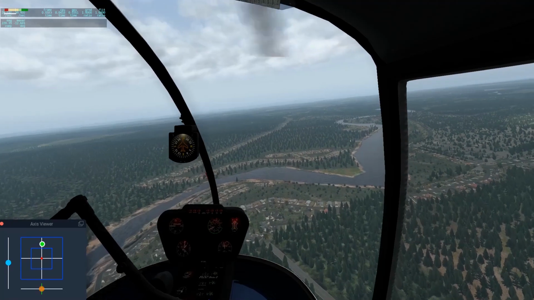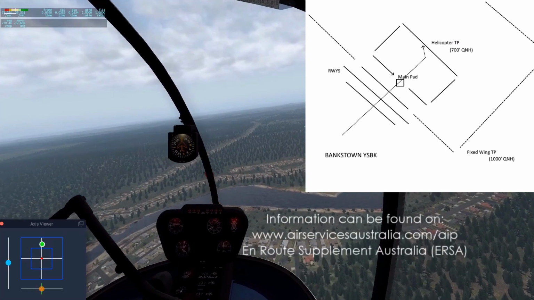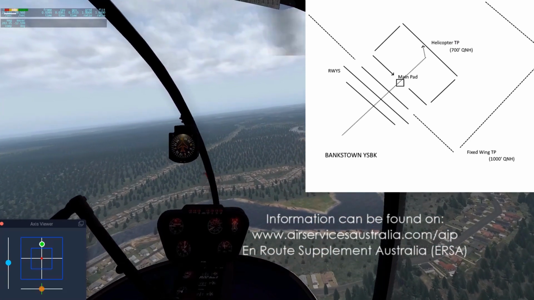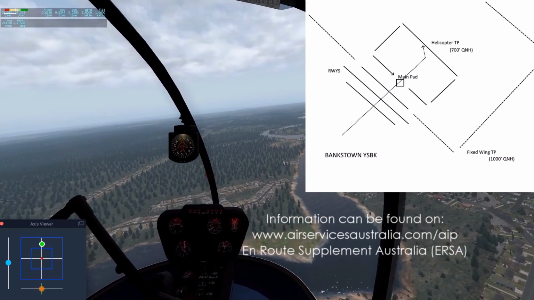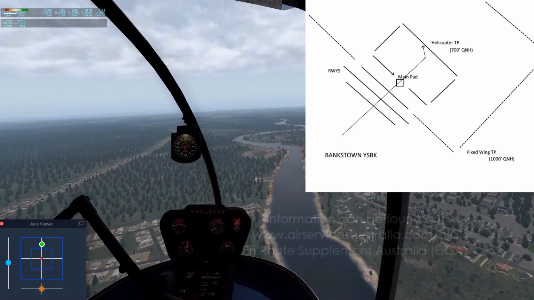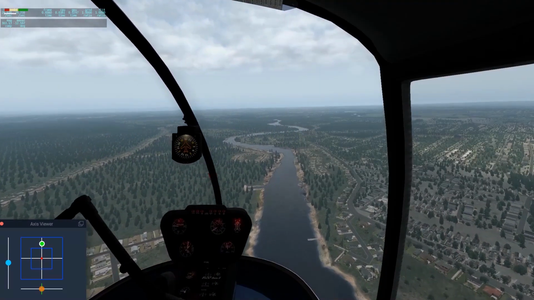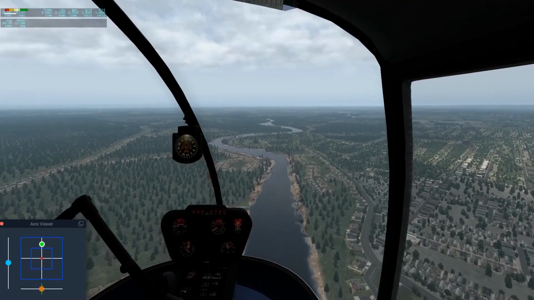From Chopper South we will turn towards the airport and cross the runway complex midfield at 500 feet. Afterwards we will join the traffic pattern for the helicopter main landing site. That traffic pattern remains inside the fixed wing traffic pattern at a lower altitude. Bankstown is a towered airport in real life, however for the sake of this video we will advise on Unicom.